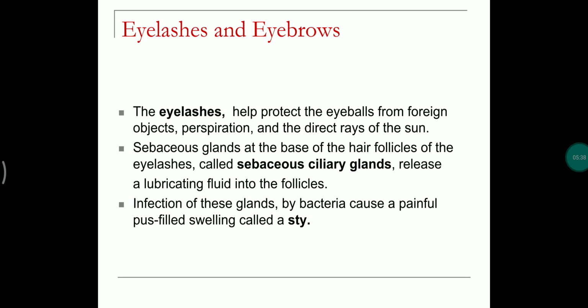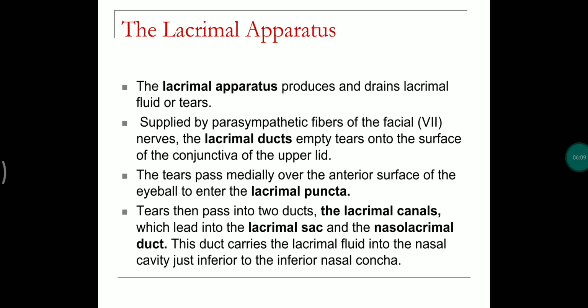Eyelashes. The eyelashes help protect the eyeballs from foreign objects and perspiration, and direct the rays of the sun. The eyelid consists of sebaceous glands and hair follicles, which help lubricate the follicles. When there is an infection of these glands, it causes a pus-filled swelling called a stye.